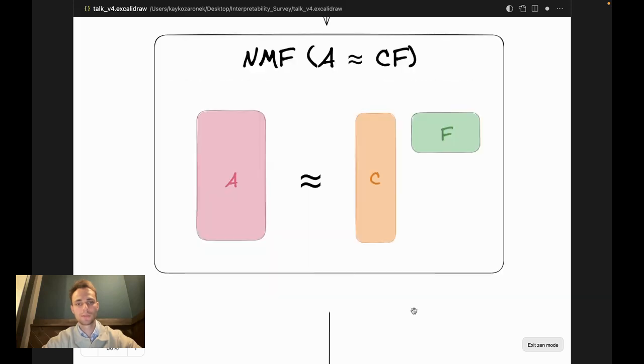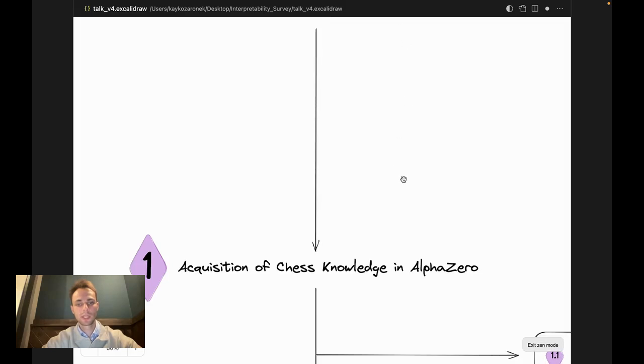To see non-negative matrix factorization in action, we look at a paper that implemented this on a problem. In the paper Acquisition of Chess Knowledge in AlphaZero, DeepMind uses non-negative matrix factorization to see what the neural network pays attention to and what it has learned in the game of chess.